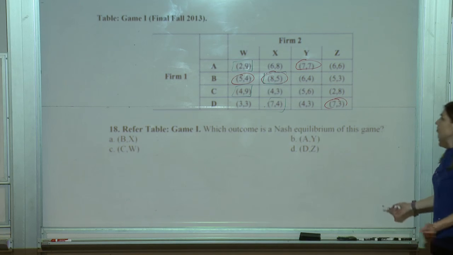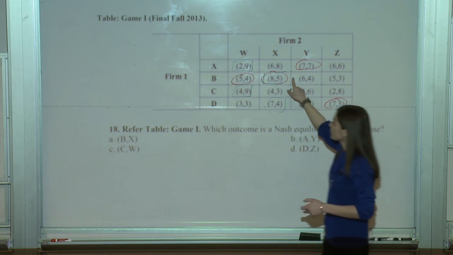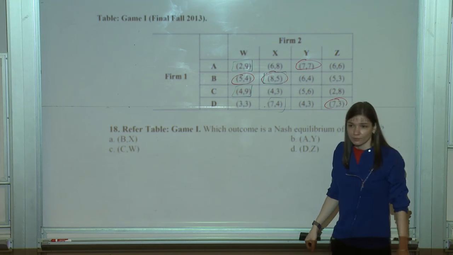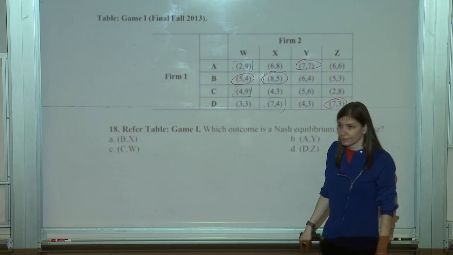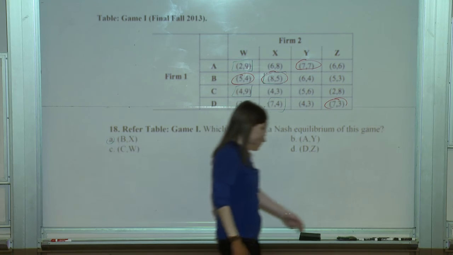All right, any Nash? Just one, that one, which is B and X. So here the answer is A.